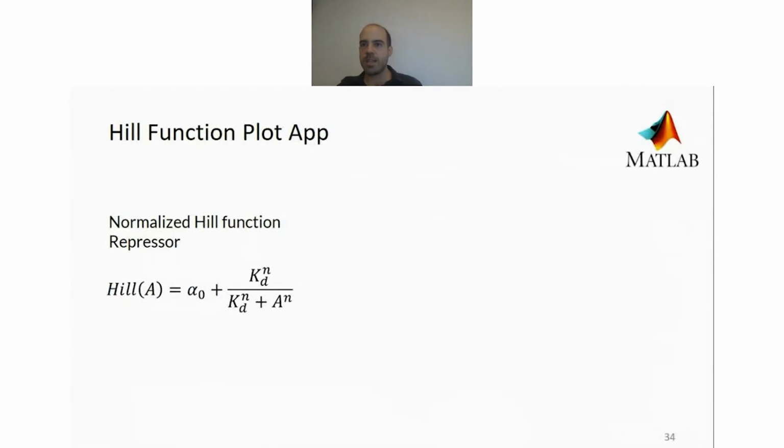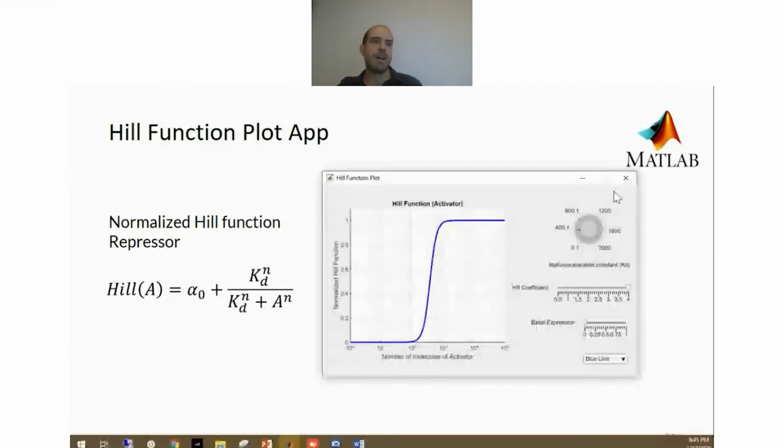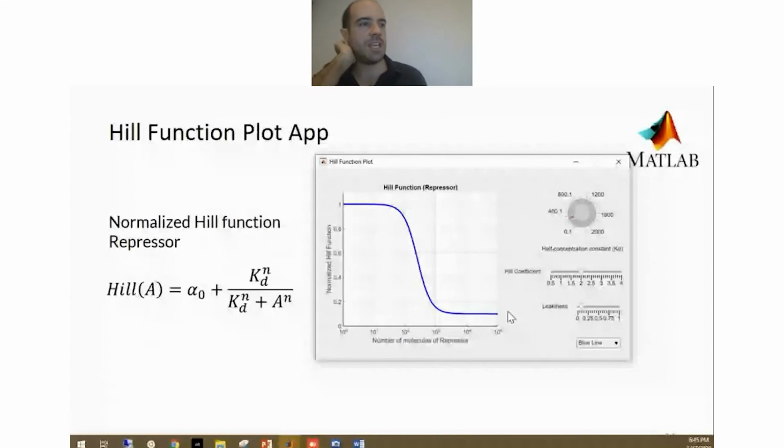And I can show you again the same app, but with the repressor. As we see, the shape of the function is similar to the one before, but when there is zero amount of molecules of the repressor, we have the maximum level of expression, which in the normalized case is 1. As we increase the number of molecules of the repressor, depending on the value of the constant KD, the half concentration constant, which is 250 more or less, if we increase the number up to that value, we have half of the repression. If we increase more the number of molecules of the repressor, we can reach a higher level of repression.